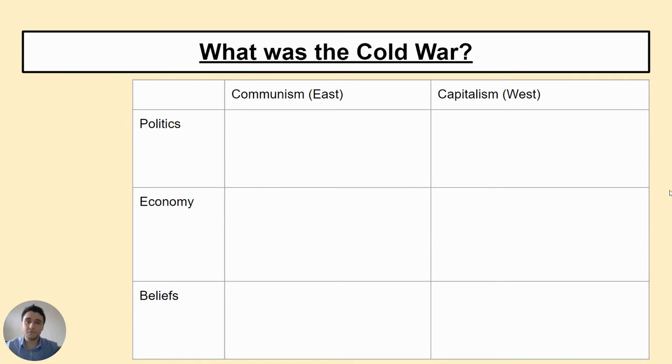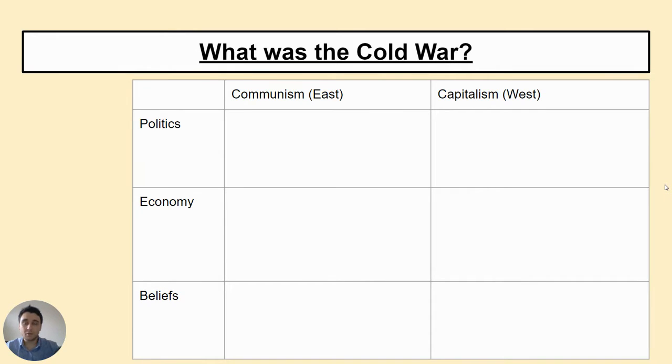Let's try and understand, first of all, why these two sides would not get on with each other. The key difference is they have two different ways of life. You've studied this in your Russia topic already: communism and capitalism are basically opposite ways of understanding how people should live their lives. I've taken just three things here: politics, economy, and beliefs. Let's see why they're so different.